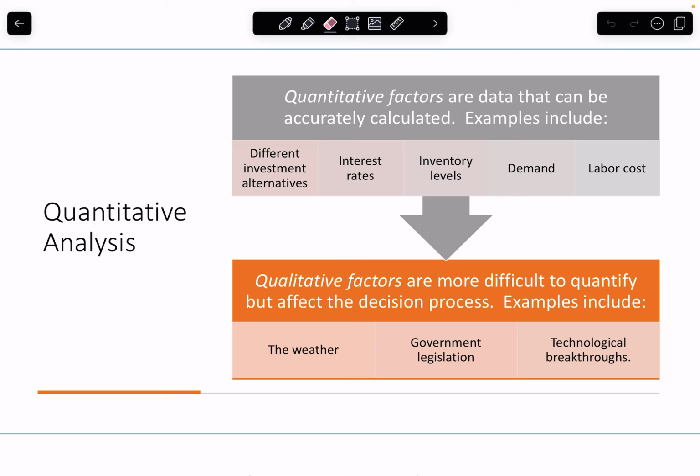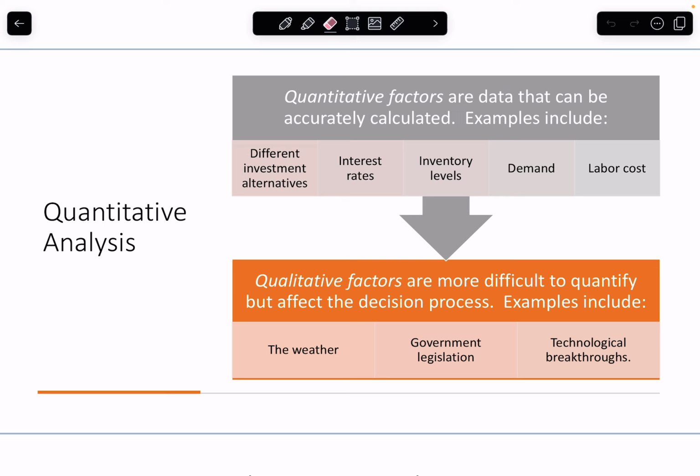Like for example, the weather. Probably I'll have these raw materials. However, because of a bad weather condition, that material will not arrive. So that's a factor that we need to consider as well in decision making.